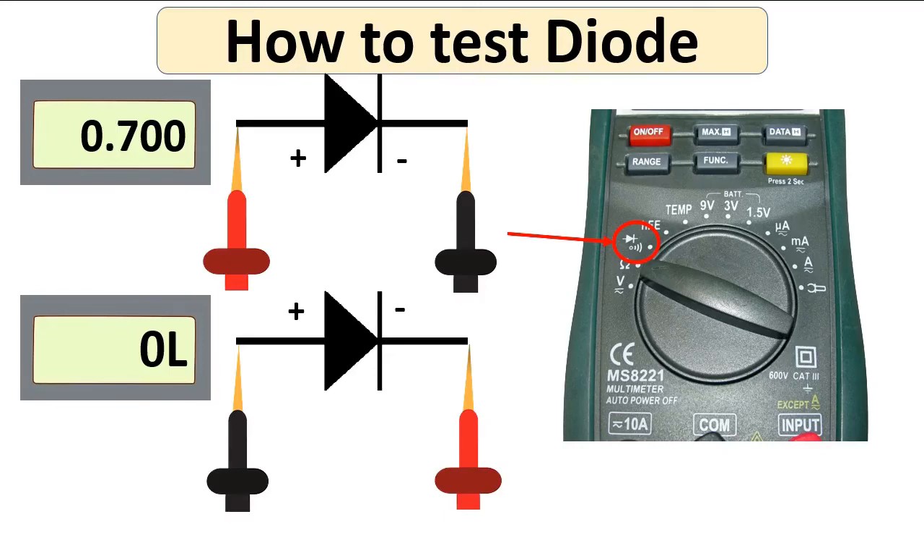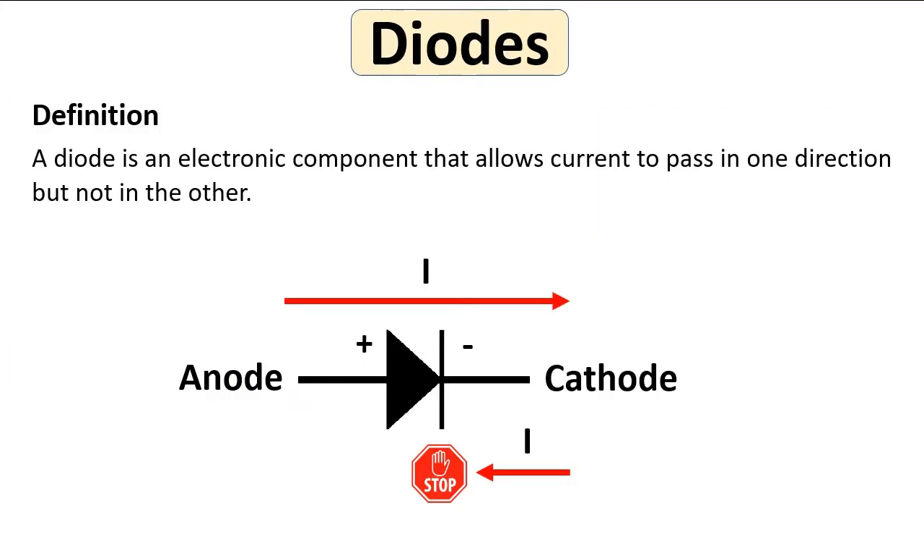Hello everyone. So in this video we're gonna see how to test diodes. So let's see first what is the definition of diode. A diode is an electronic component that allows current to pass in one direction but not in the other.